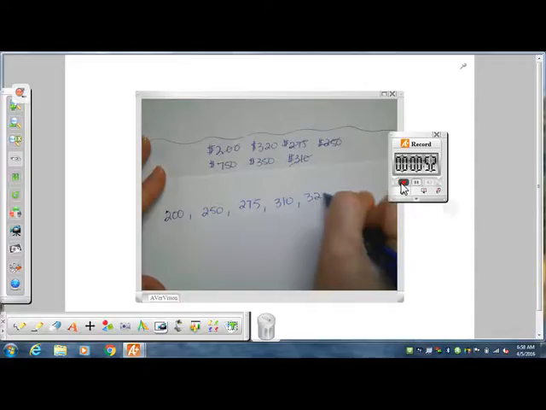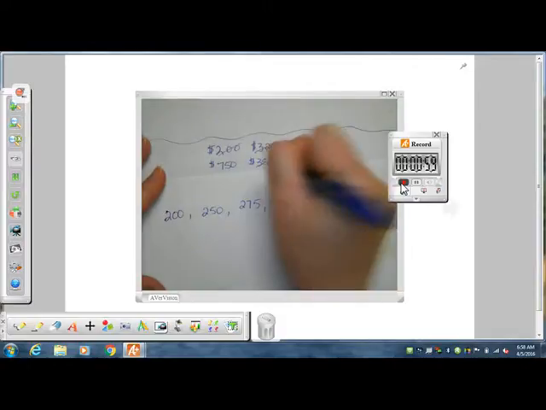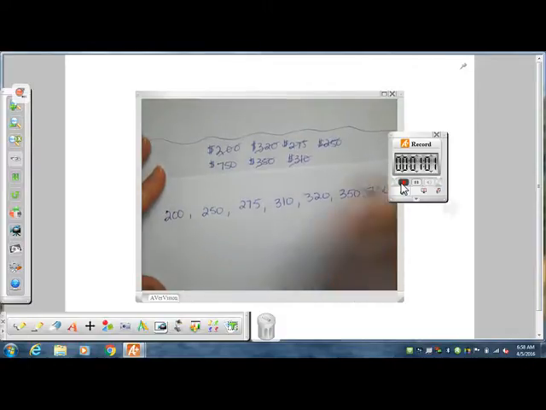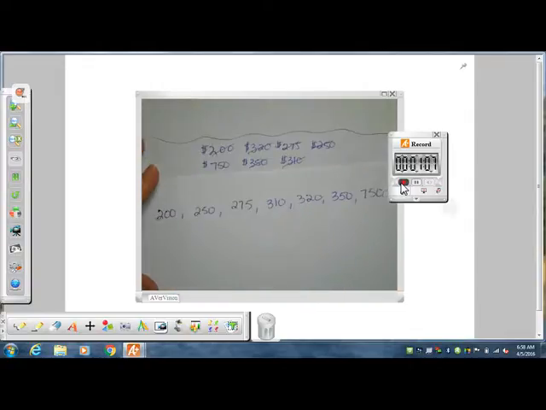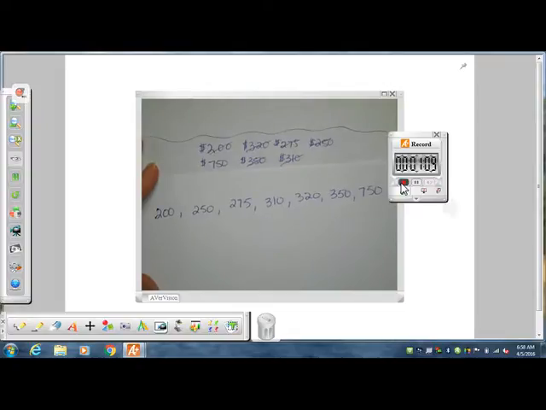One way I check myself is that if I know I have so many values to start with, for example, I know there's 1, 2, 3, 4, 5, 6, 7. I should have 1, 2, 3, 4, 5, 6, 7, and I do. So I have all of the pieces that I need. So they're in order from least to greatest: 200, 250, 275, 310, 320, 350, and 750.